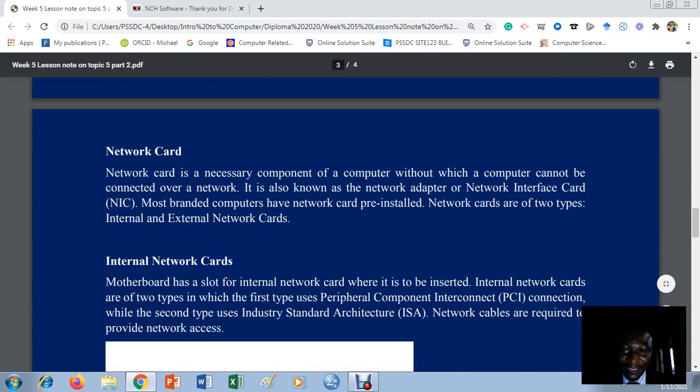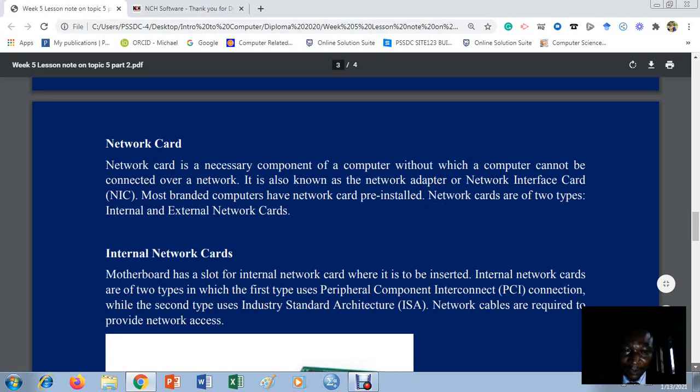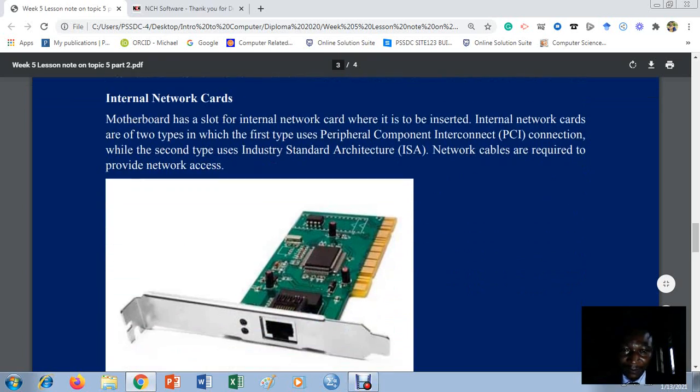Then we have the network card. Network card is a necessary component for a computer, without which a computer cannot be connected over a network. There are 2 types of them. We have the internal and the external cards. So let's quickly take a look at the internal card. The image you are seeing here, if you look at this place, this is what we call the port where the RJ45 will be connected to.